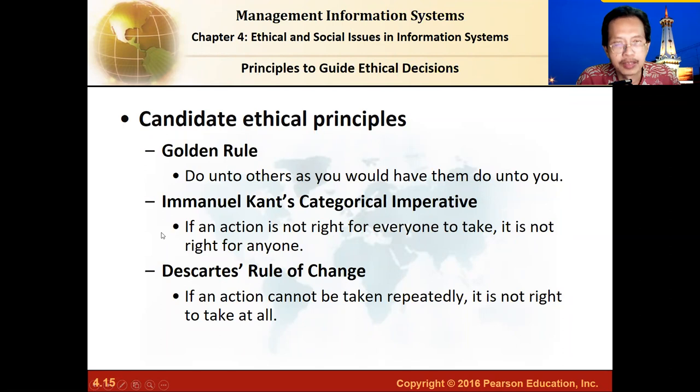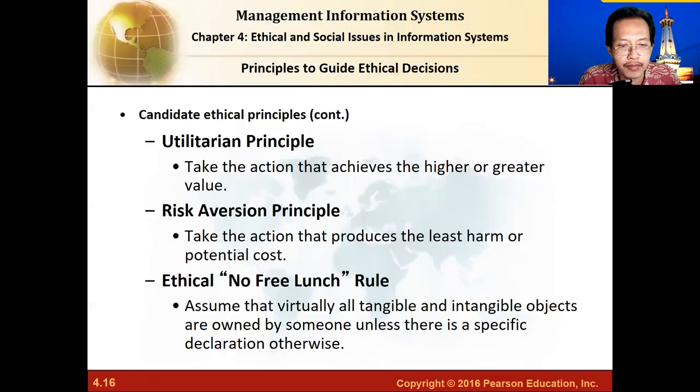If it's not right for everyone to take, it's not right for anyone. So for instance, like alcohol, if alcohol is prohibited even in one person, then no one is allowed to drink alcohol, for instance. Or Descartes' rule of change. If something is not allowed to do once, you can't do it repeatedly. The utilitarian principle. Take the action that achieves the higher or greater value. For instance, in conditions of darurat, maybe things that were previously not allowed might be allowed in that condition. Risk aversion principle. This is like manfaat and mudarat. So take the action that produces the least harm or potential cost.